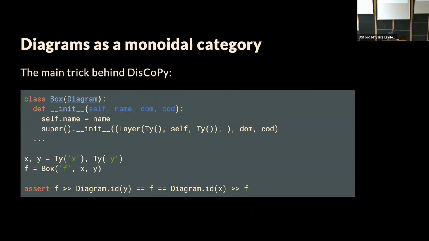So a box is a diagram. It has a name, and it initializes the diagram with just itself in a layer without anything on the left or on the right, with its domain, with its codomain. So it's just a very simple thing, but it allows you to have on the nose equality of the box is the same as the box composed with an identity. So this is important, that you don't want to have that this equation doesn't hold.